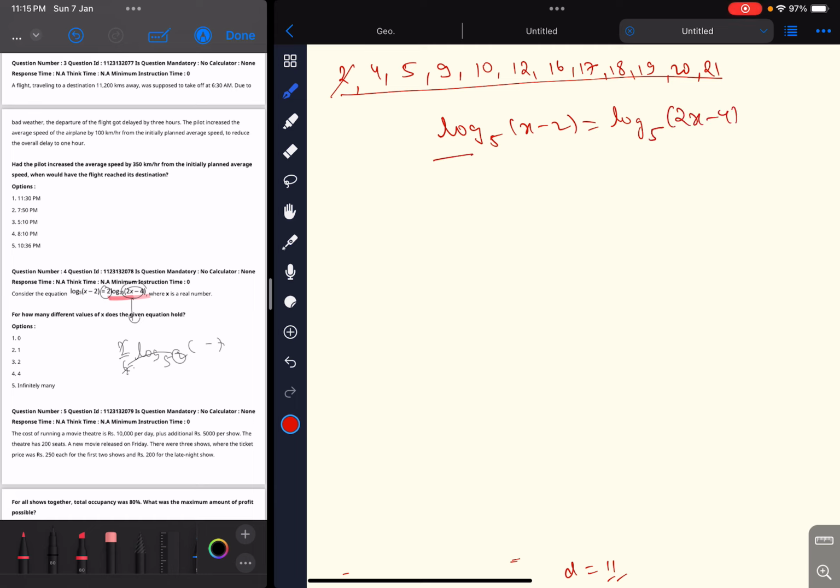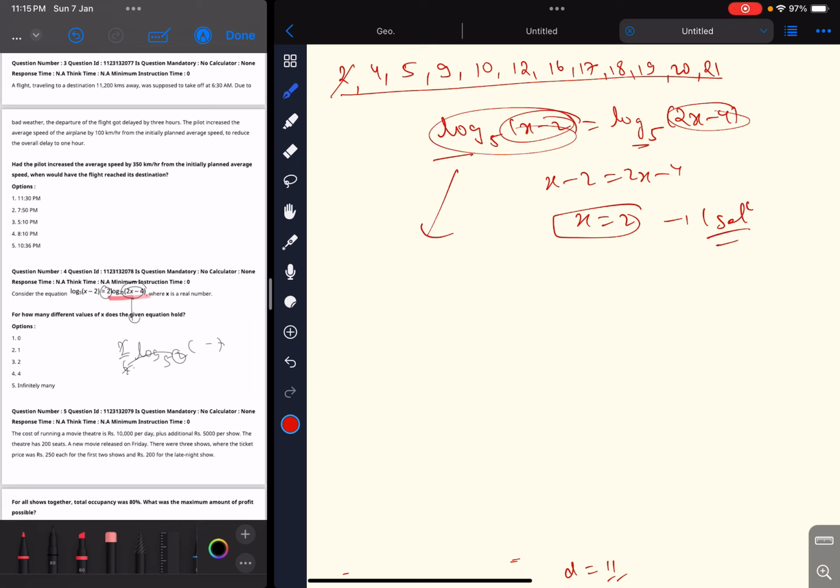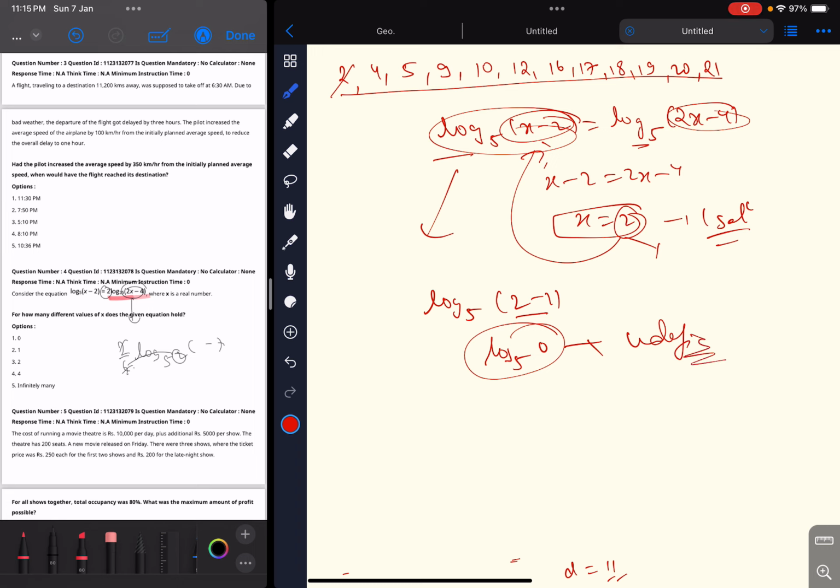Now we have the same log, so we can directly compare. So x minus 2 equals 2x minus 4. So x is nothing but 2. So one solution we got. But see the question. The first thing for such questions is, whatever x you get, you have to put in the original equation to check. Now you can see that it becomes log base 5 of 2 minus 2, which means log base 5 of 0, and we know that log 0 is undefined. So this value won't satisfy, so this is also wrong. So 0 solutions is the answer to this question.